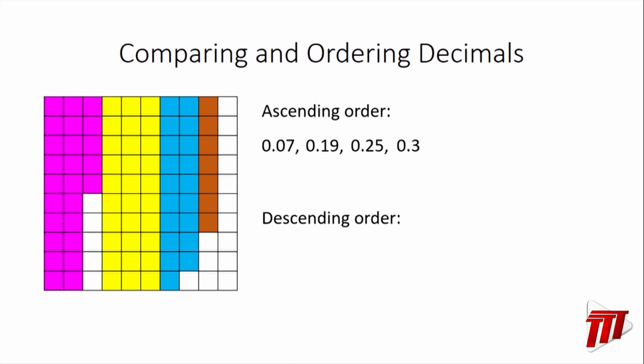What about descending order? We are simply going to start with the largest value and move on down to the smallest value. In this case, the largest value would be 30 hundredths, or 3/10, followed by 25 hundredths, followed by 19 hundredths, followed by 7 hundredths. We can also use a number line to represent decimal fractions.